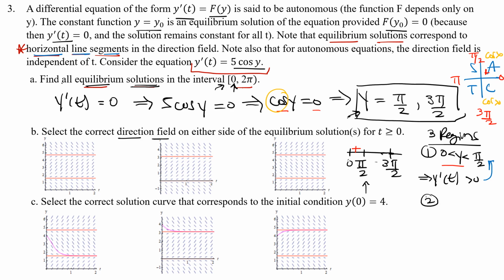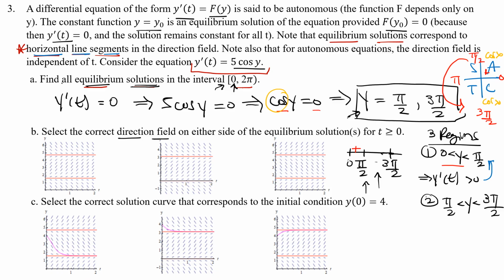So our second region now, we're in between pi over 2 and 3 pi over 2. Well, let's think about what that means in terms of our unit circle. So if we're talking about from pi over 2 all the way down to 3 pi over 2, well, what can we say about cosine?